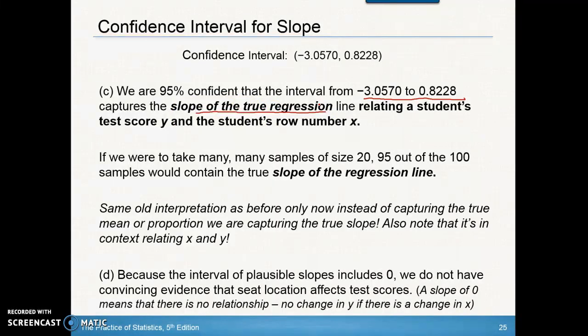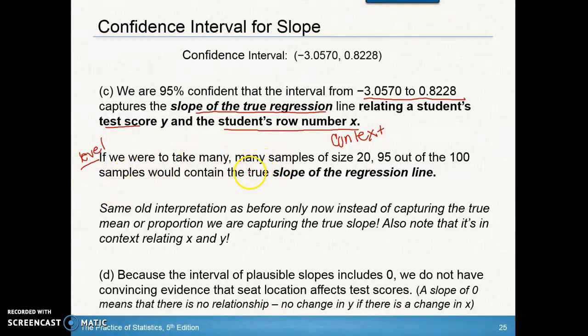So take a look at that interpretation. Captures the slope of the true regression line relating their test scores and the number of students row X. Okay, so please make sure that you're putting this in context, okay? Those are your important words. So the same words as before, only we're taking a look at the slope of the true regression line, not the true mean or proportion. And what does that mean? Relating what the X and the Y value are in context. So this would be the interpretation of the level.